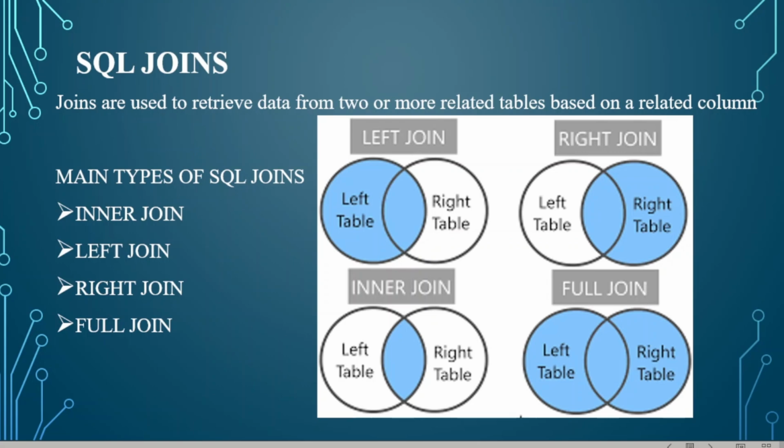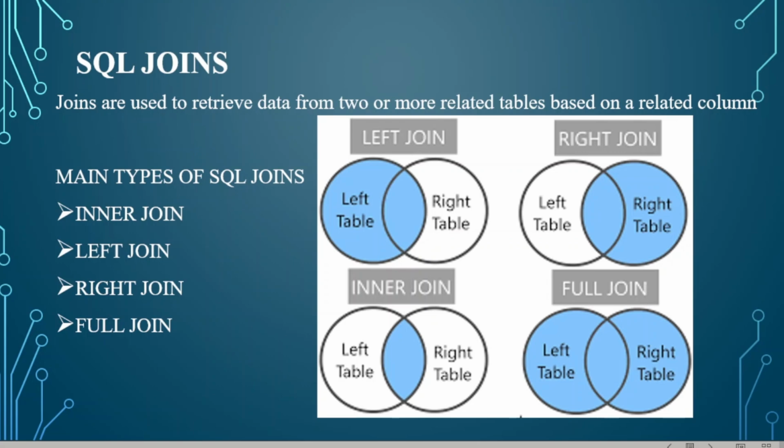As you can see from this diagram, the left table is shaded, and also what is common between the left table and the right table is shaded. So the left join is going to retrieve all information in your left table and what is common between the two tables, that is table A and table B. It is going to retrieve those data for you.